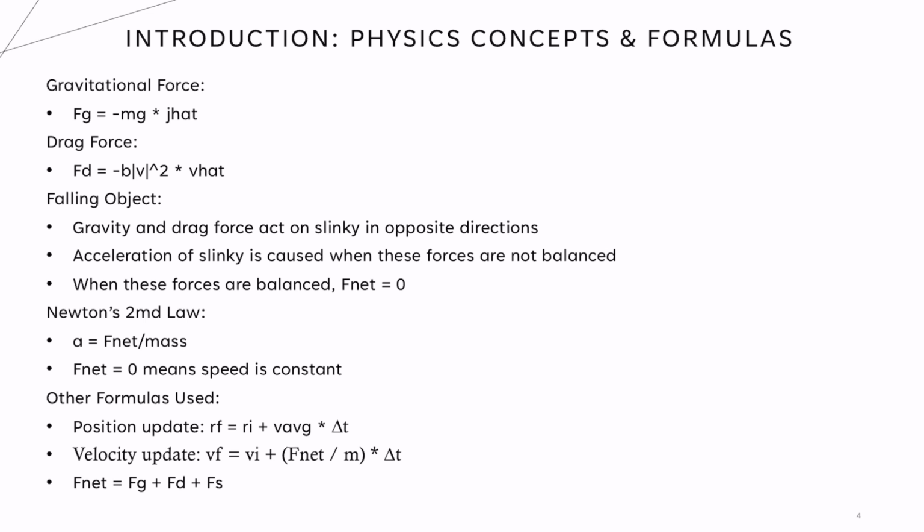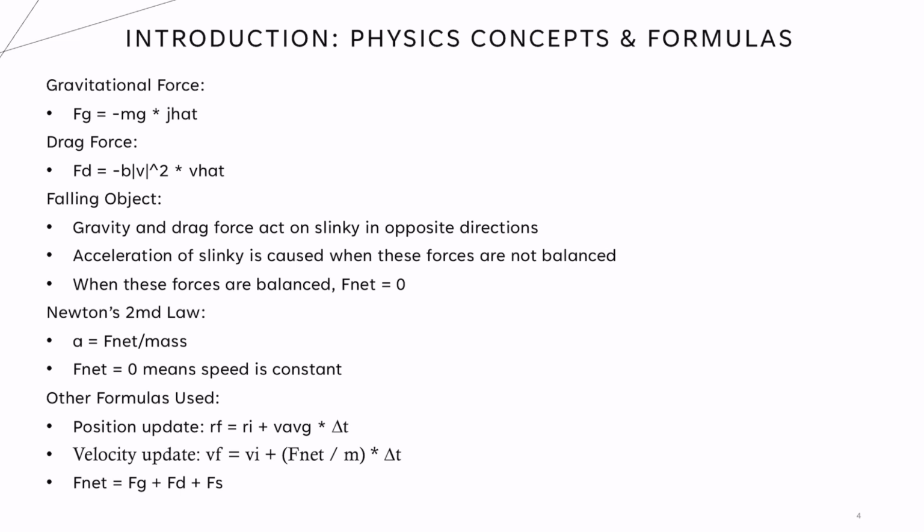So here are the physics concepts and formulas. The main concepts were gravitational force and drag force for a falling object. In this case, gravity and drag force were the only forces acting on the slinky, and they were acting in opposite directions. And acceleration of the slinky is caused when these forces are not balanced. So when the force of gravity is greater than the drag force, it accelerates in the downward direction. But if the forces are balanced, then F net is 0 and there is no acceleration.